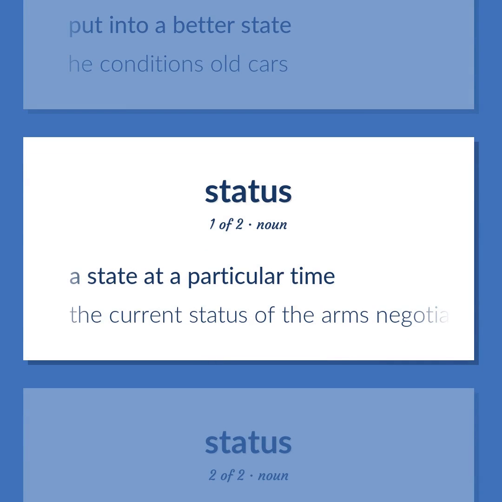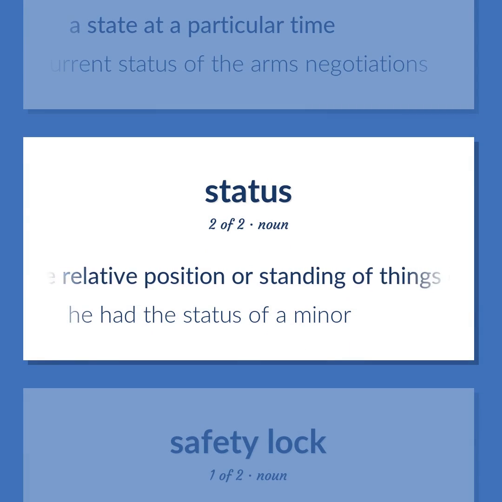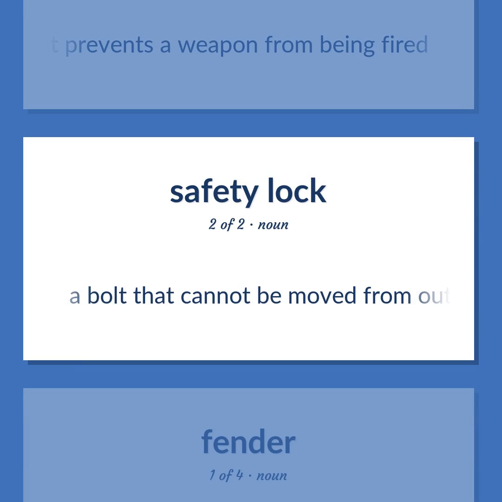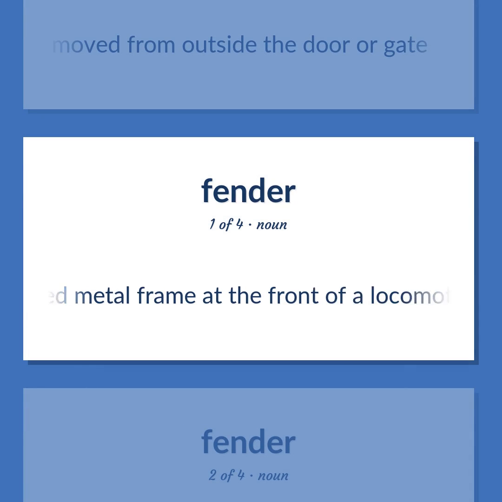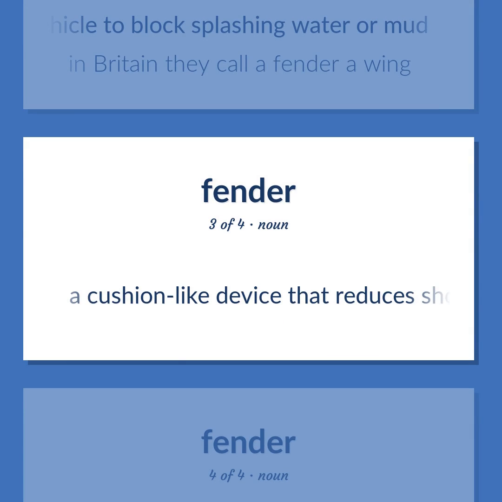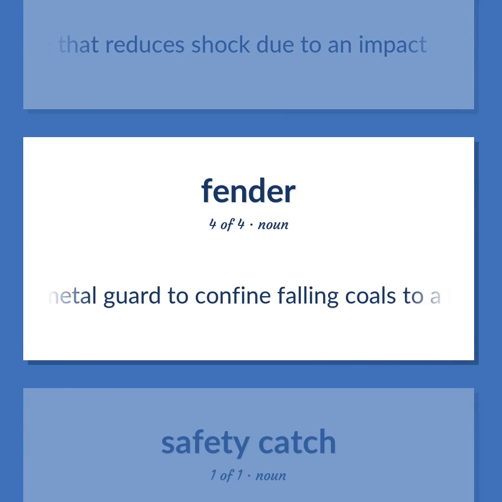A state at a particular time. The current status of the arms negotiations. The relative position or standing of things or especially persons in a society. He had the status of a minor. Guard consisting of a locking device that prevents a weapon from being fired. A bolt that cannot be moved from outside the door or gate. An inclined metal frame at the front of a locomotive to clear the track. A barrier that surrounds the wheels of a vehicle to block splashing water or mud. In Britain they call a fender a wing. A cushion-like device that reduces shock due to an impact. A low metal guard to confine falling coals to a hearth.